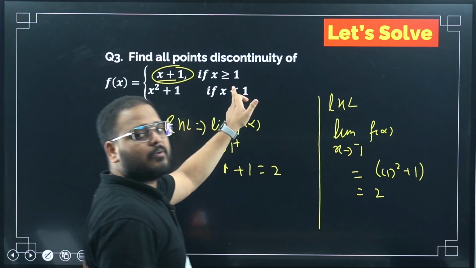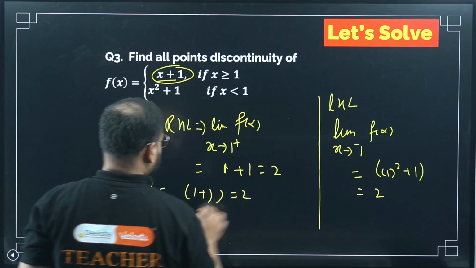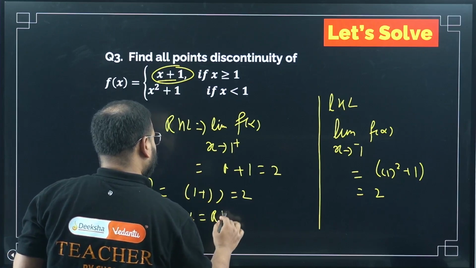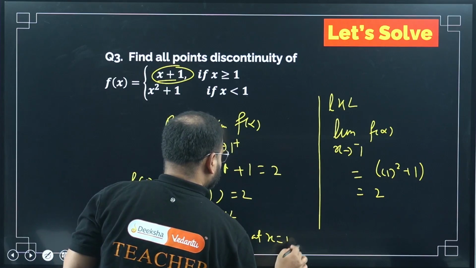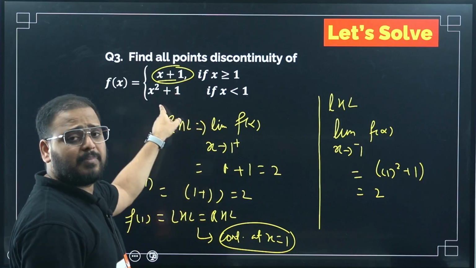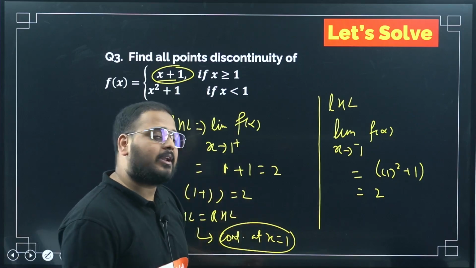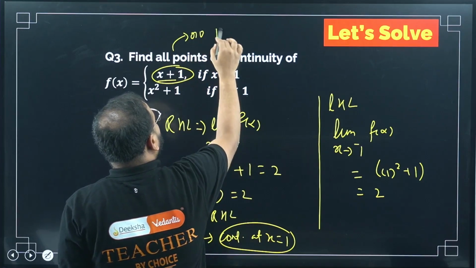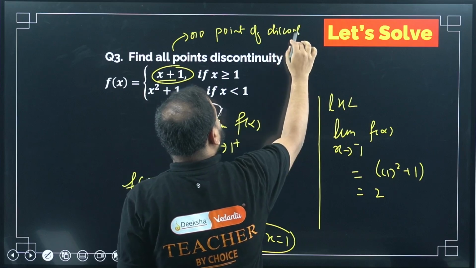Equality is with greater than or equal to, no? So I have to check this function. f of 1 will be 1 plus 1 again, which is 2. So what are we getting? f of 1 is equal to LHL equals RHL. It means it is continuous at x equals 1. Before 1 there is no point of discontinuity because it's a simple curve, and after 1 also it's a straight line, so no point of discontinuity. We only had doubt at 1. Even at 1 it is continuous, which means we can say no point of discontinuity.